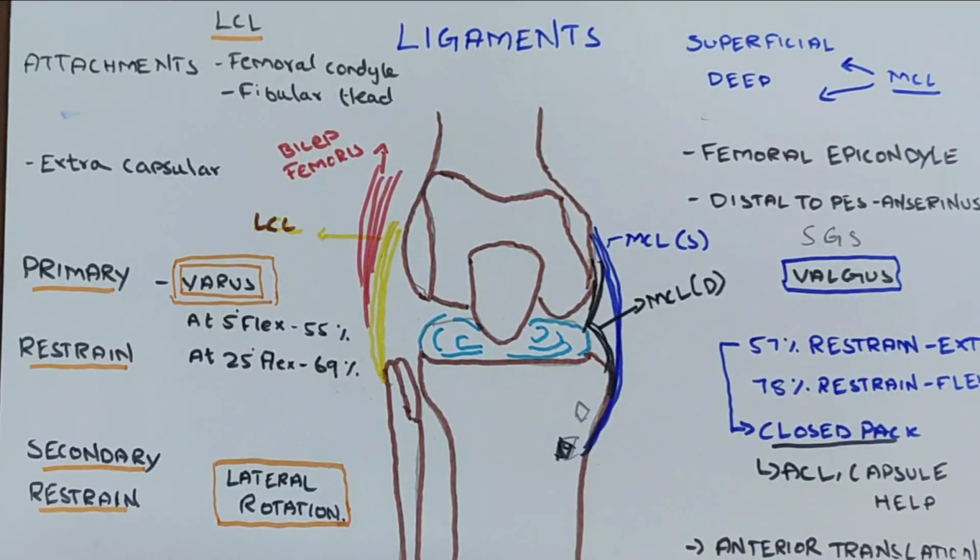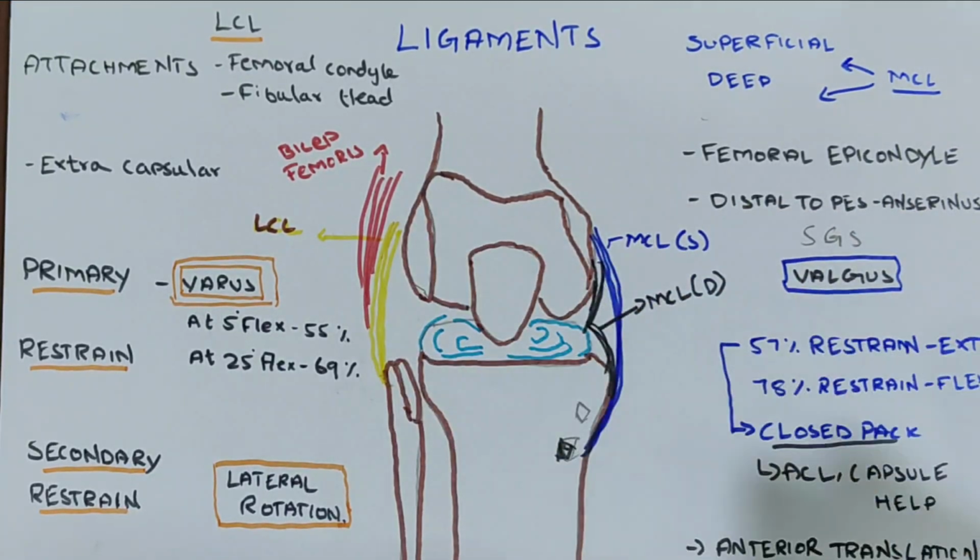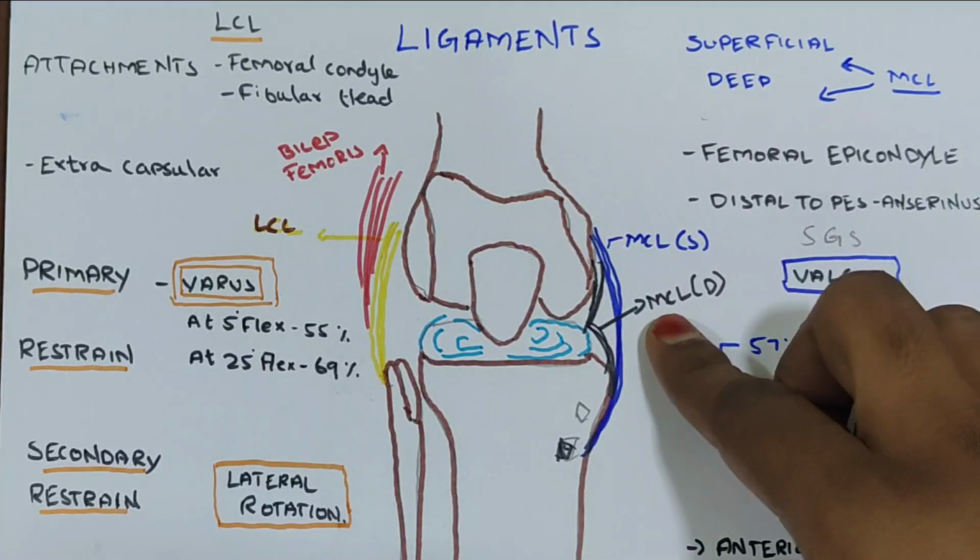Hello everyone. Today we will discuss the ligaments present in the knee joint. Especially we are focusing on two ligaments. One is the medial collateral ligament, another one is the lateral collateral ligament. So medial, we all know that the medial collateral ligament has two branches.